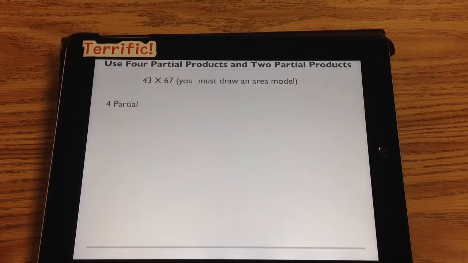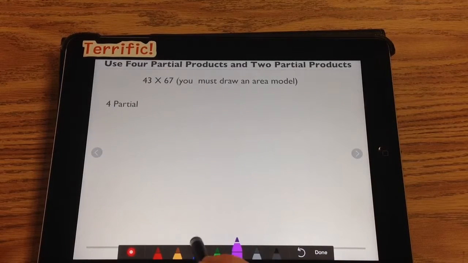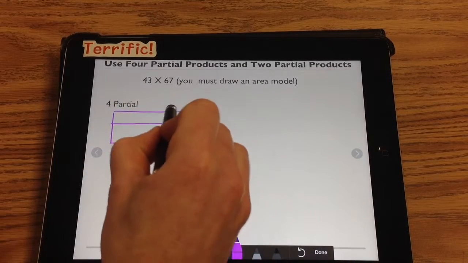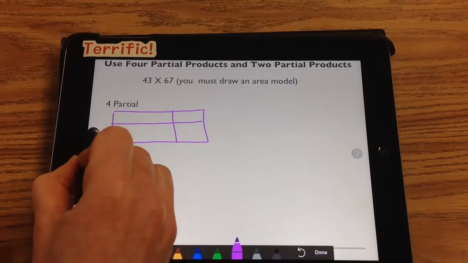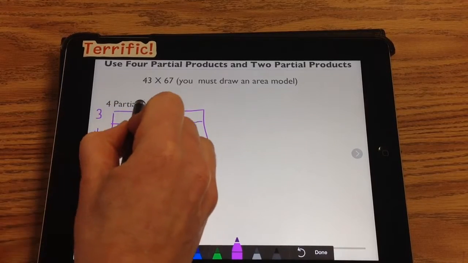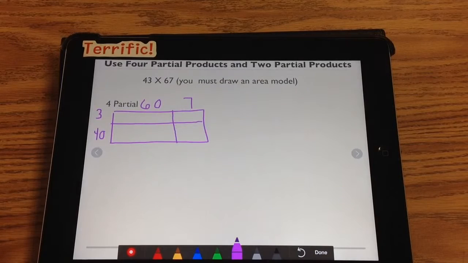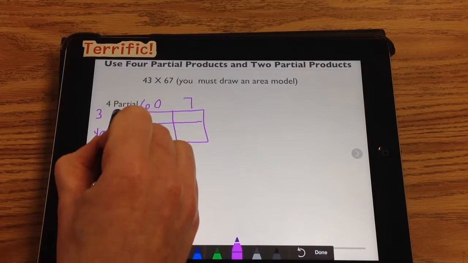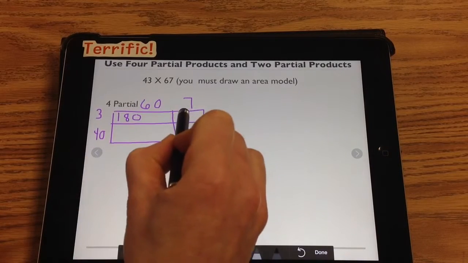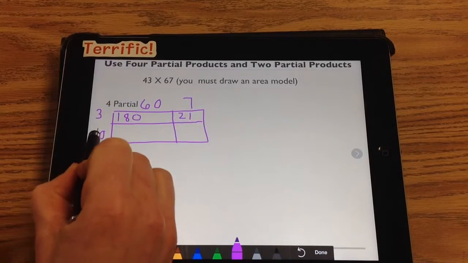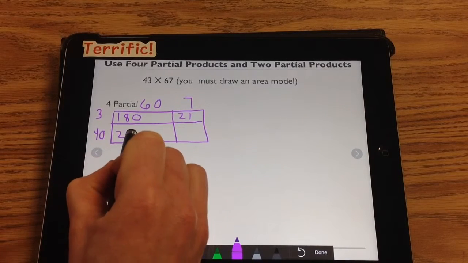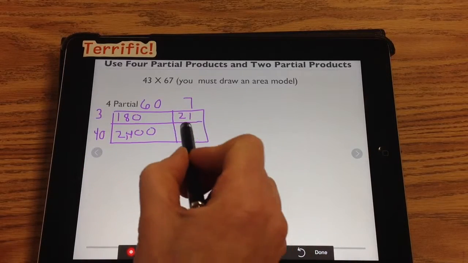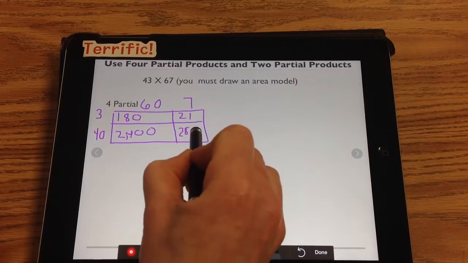Let's go ahead and do 43 times 67. We're going to draw an area model again. And this is 4 partials. So 43 breaks into 40 and 3, and 67 into 60 and 7. If I say 3 times 6 tens, I get 18 tens. 3 ones times 7 is 21. 4 tens times 6 tens is 24 hundreds. Don't get tricked. 4 tens times 7 is 28 tens.